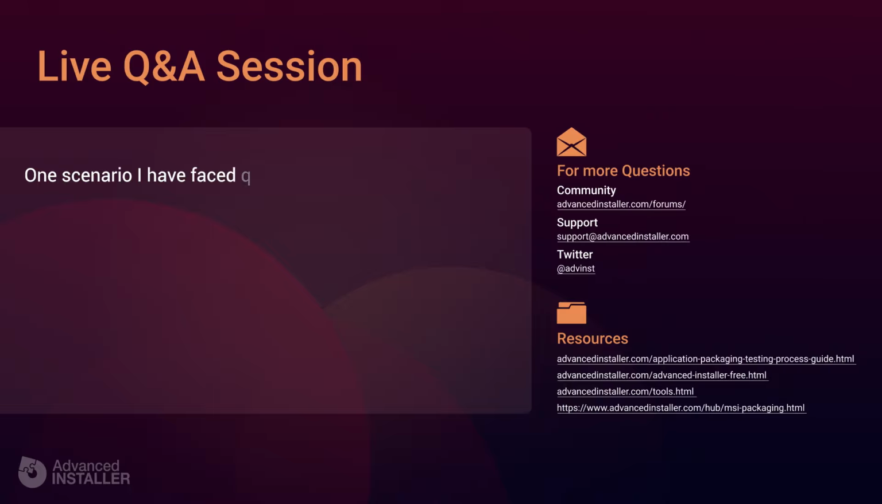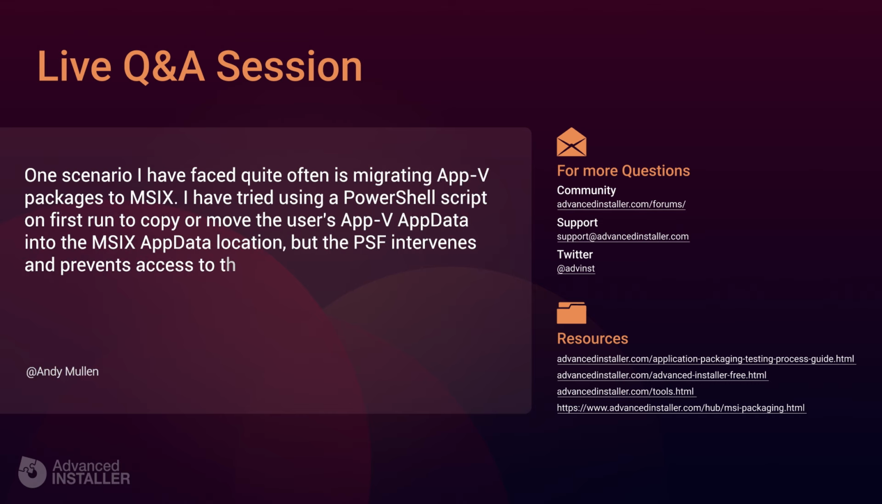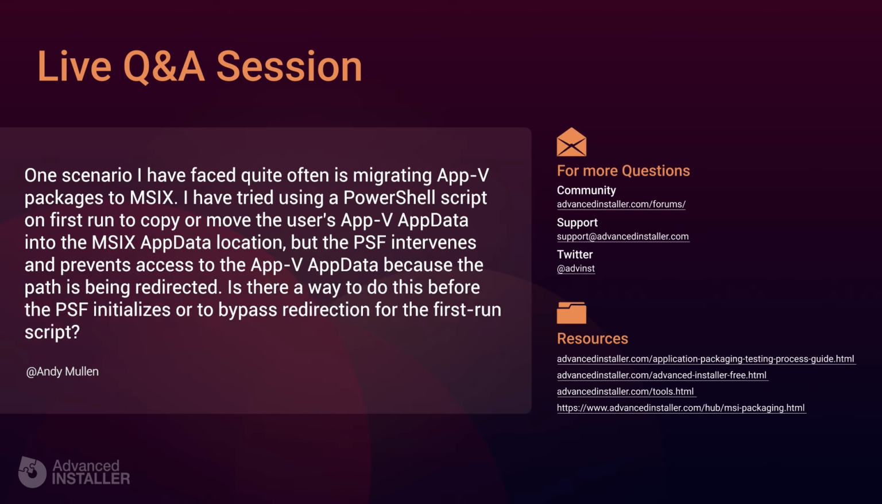So I have two questions from Andy. Thank you, Andy. One scenario I have faced quite a bit is migrating AppV packages to MSIX. I have tried using a PowerShell script to first run and copy move the AppV user app data, but the PSF intervenes and won't allow me to access the AppV app data because the path is being redirected. Okay, so basically what you're saying, Andy, is that your PowerShell script cannot copy those resources because it's already being affected by the virtual file system redirection from inside a container.